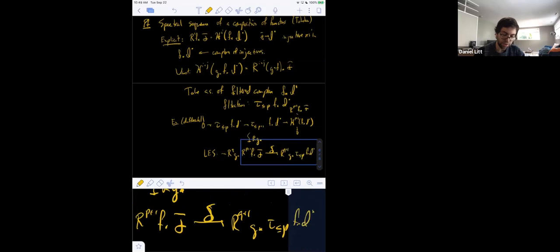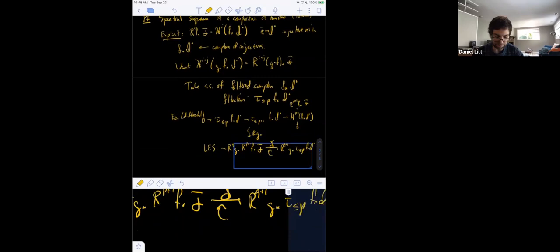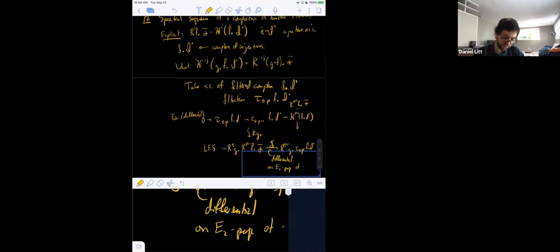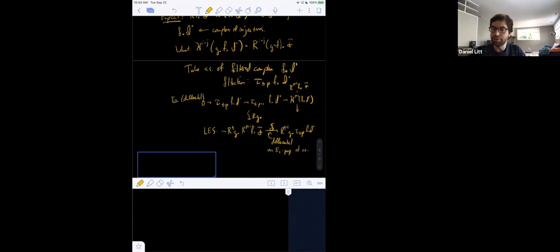Once you do a little bit of splicing, this is going to be the differential, the first differential on the E2 page of the spectral sequence. So at least in principle, if you actually could write down an acyclic resolution or an injective resolution, these things would be reasonably concrete. You really can write down the differentials. And in real life, you kind of can't.